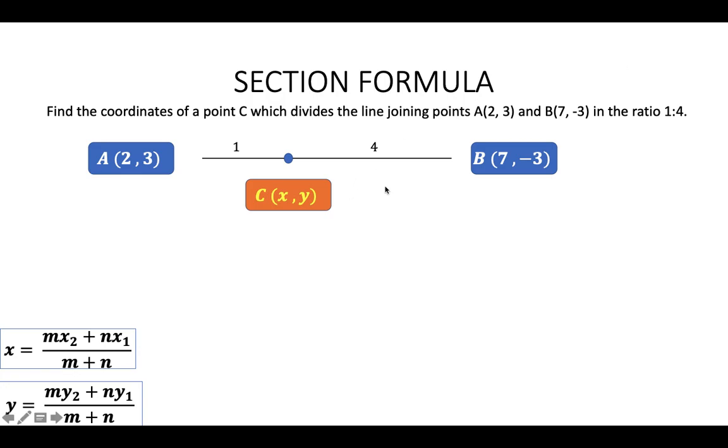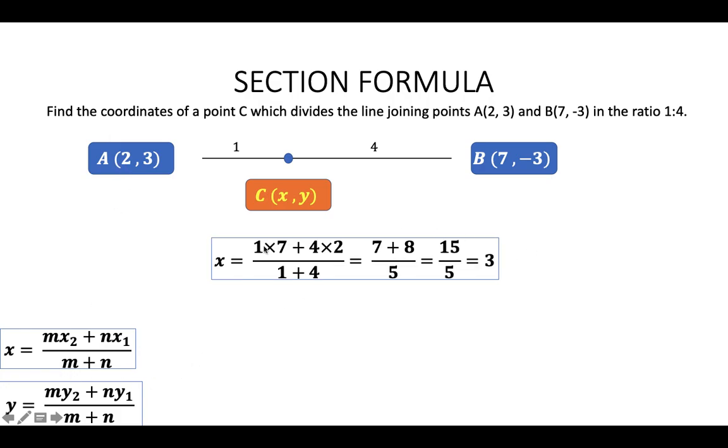Now as per this formula, the value of x can be found out by mx2 plus nx1 upon m plus n. What I mean to say is m into x2, that is 7. 1 into 7 plus 4 into 2 upon 1 plus 4, which will give you 7 plus 8, that is 15 upon 5, and the value of x is 3. Similarly for y we can also calculate.